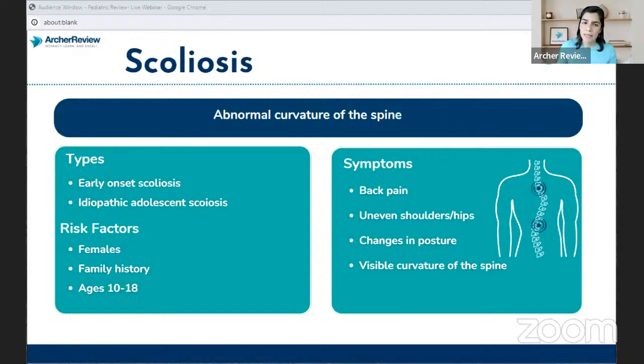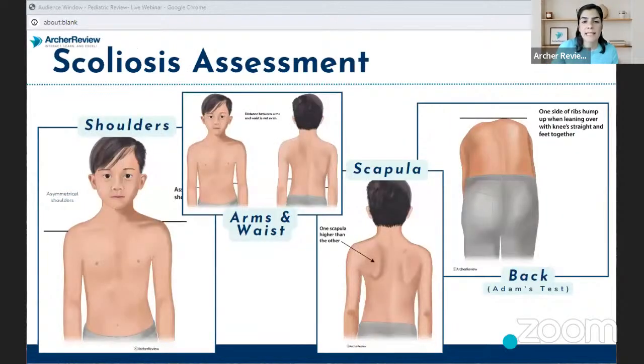That patient might be complaining of back pain. You might see some uneven shoulders and hips, changes in posture, right? Visible curvature, but sometimes it might not be visible at all. You want to definitely assess further. So I really like the Adams test because even with the really subtle scoliosis changes, you can see it on the Adams test. So having them put their hands together and touch their toes, then you can see that uneven curvature and that unevenness, right? In the back and the scapula there.